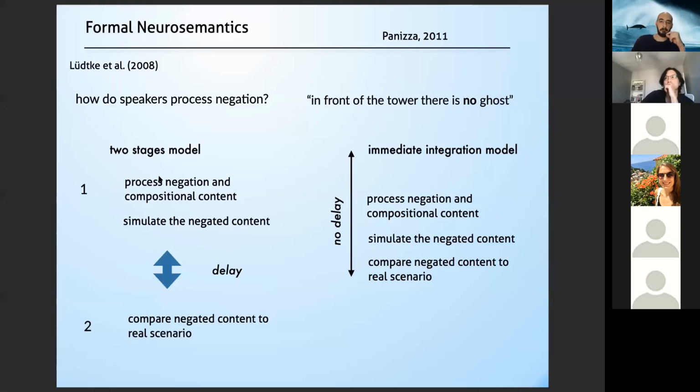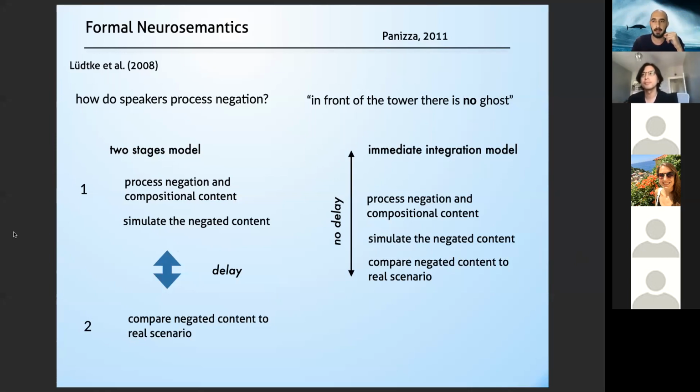Okay, so if you remember the last time, we got to introduce this experiment by Lütke et al. 2008 about negation, right? This experiment is actually nice also because it introduces the topic of the debate in the literature about whether negation is processed in one step or two steps, or one stage or in two stages, right?